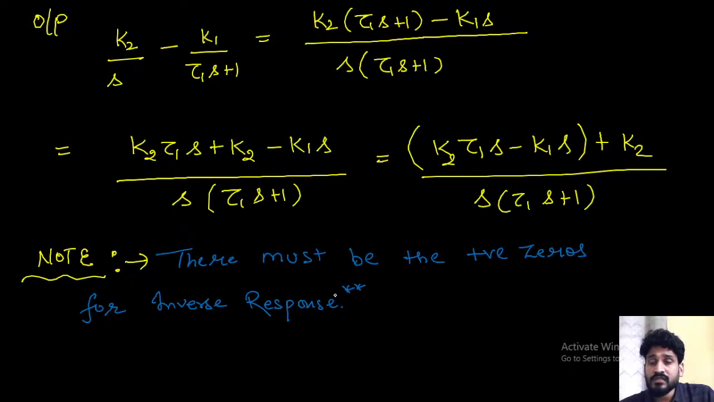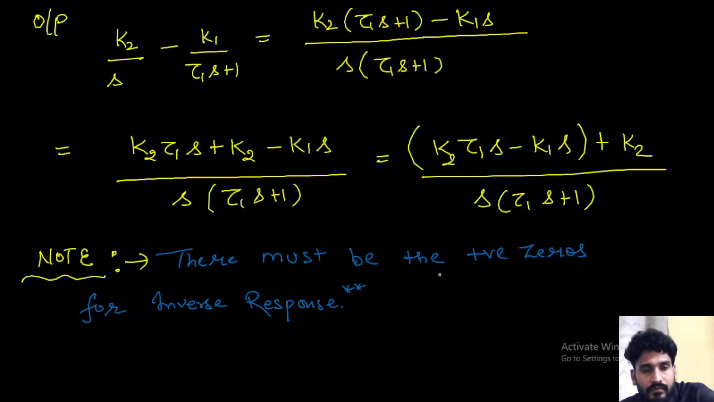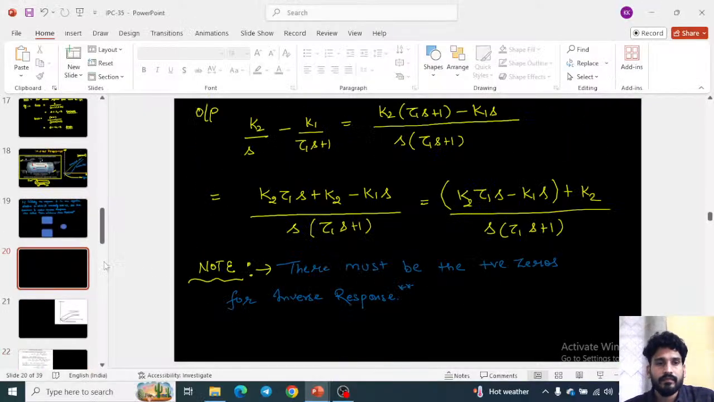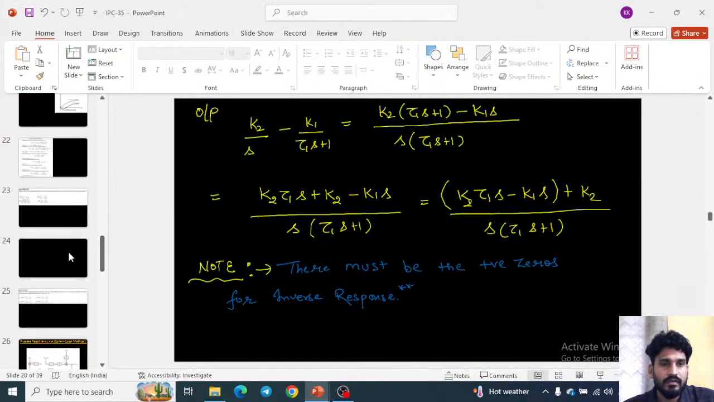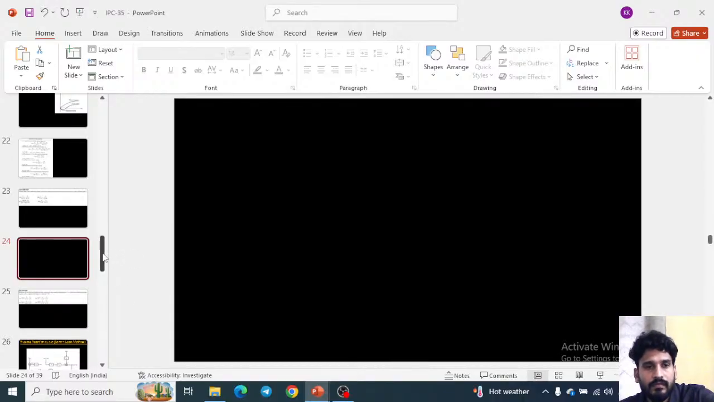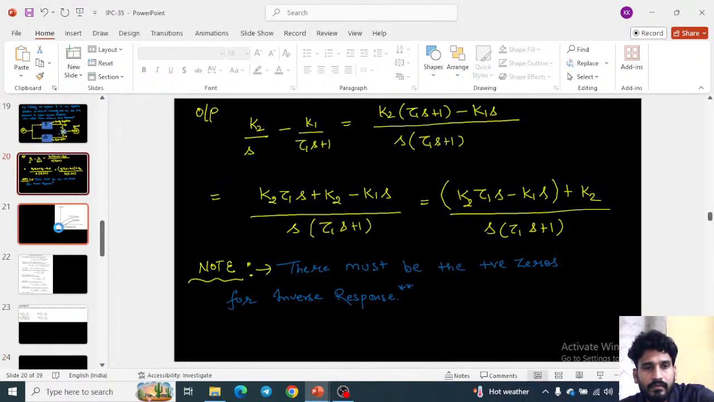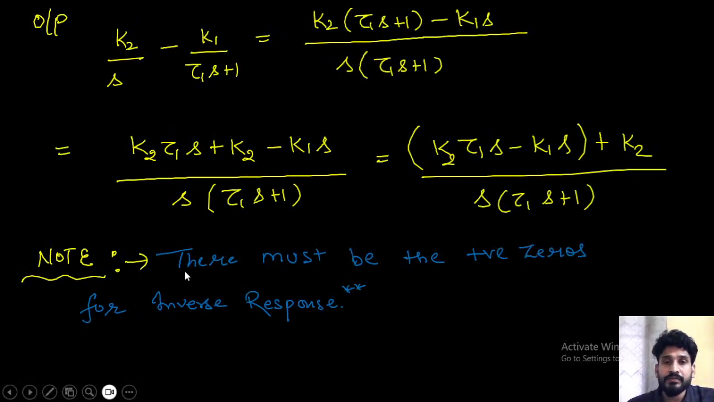So what are the zeros? Zeros are the roots of the numerator. If I put the numerator as 0, this is my numerator and it must be positive. So what I'm saying is that zeros must be positive. Is it clear to you or not?